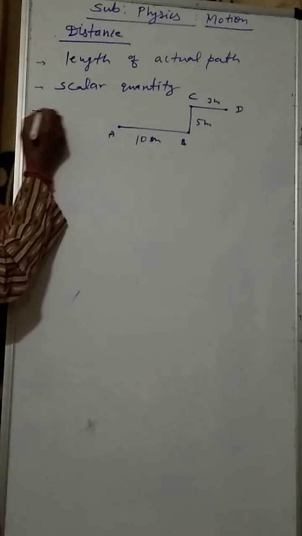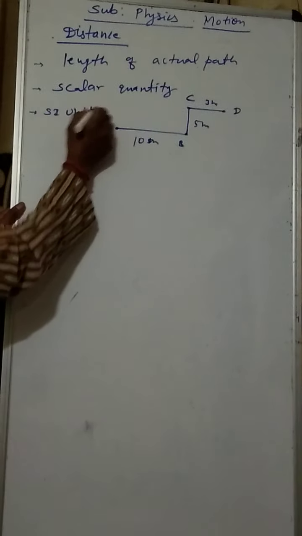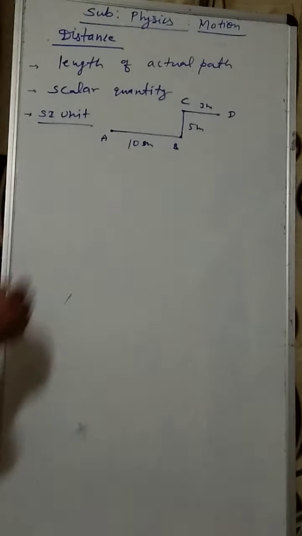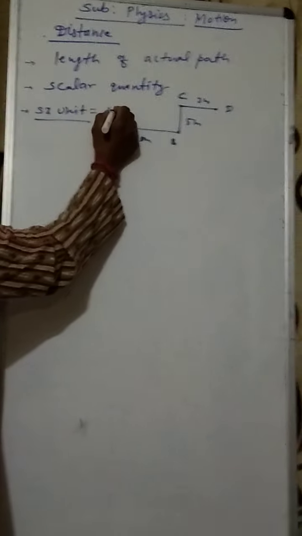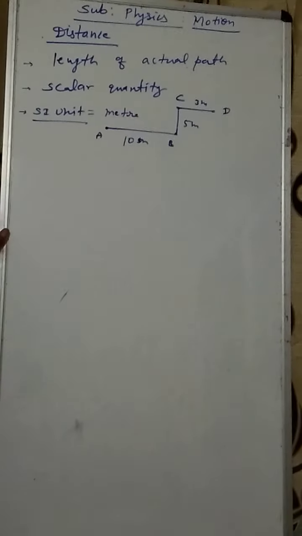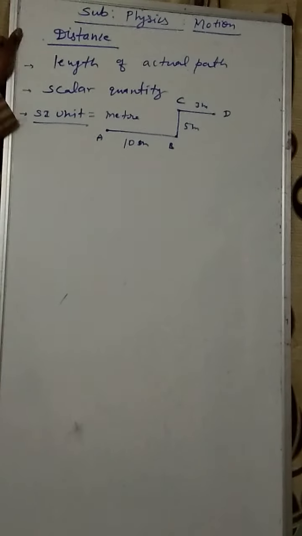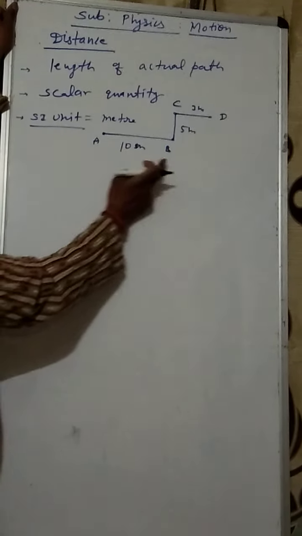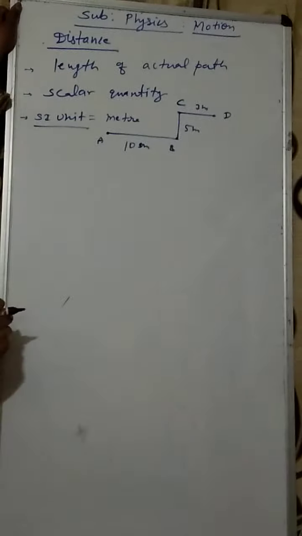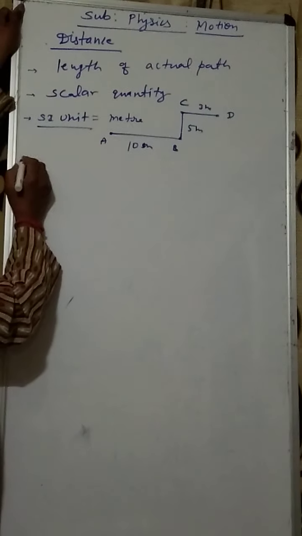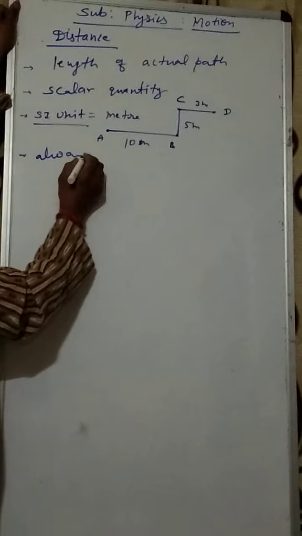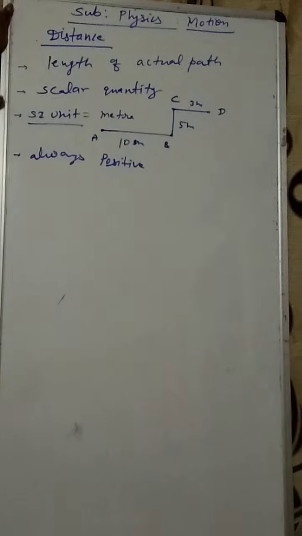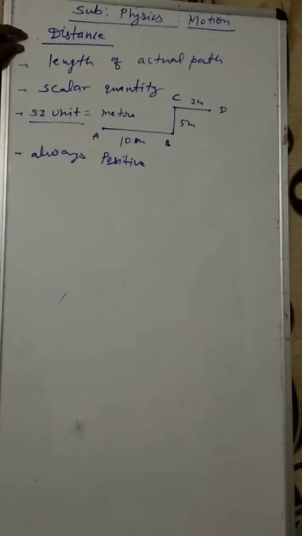If we talk about the SI unit, how will we measure it? As it is a length, and the SI unit of length we already discussed is the meter. So meter is the SI unit of distance. You can see here, with the passage of time, distance is increasing. So it is always positive. It is always positive.